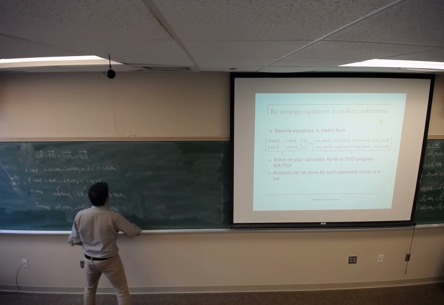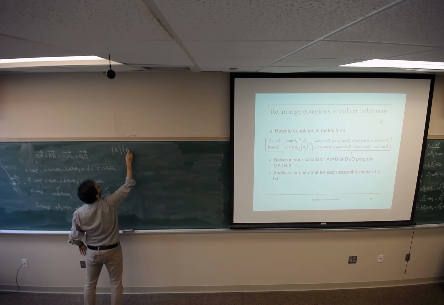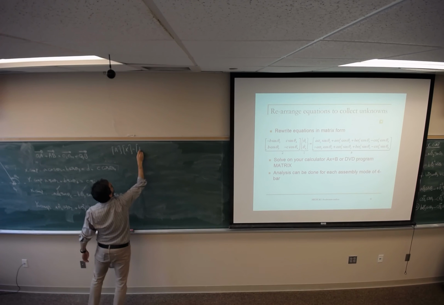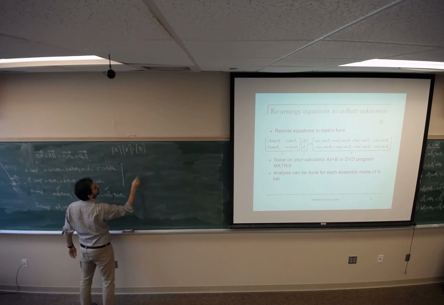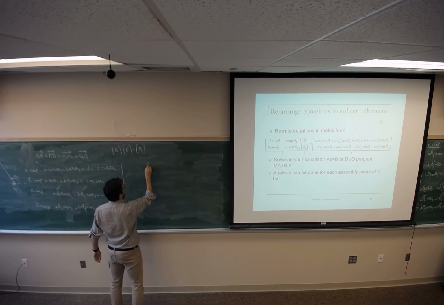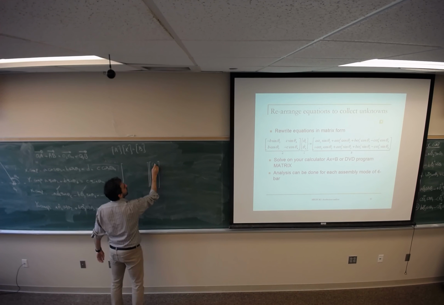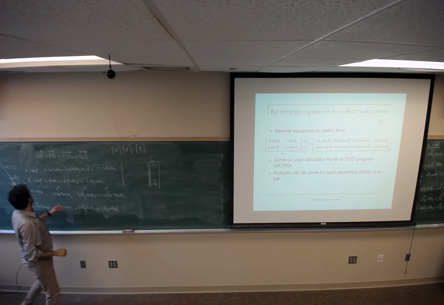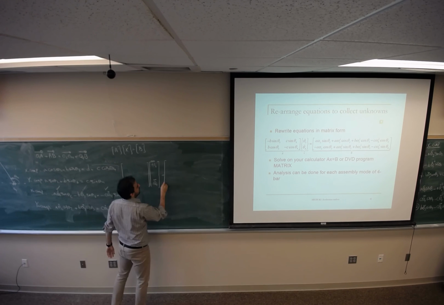So matrix A times matrix X equals matrix P. Matrix A is the coefficient matrix. Matrix X would be our unknowns, which are theta double dot 3, or alpha 3, and theta double dot 4: the angular acceleration of link 3 and the angular acceleration of link 4. And the right side is going to be the constant part.